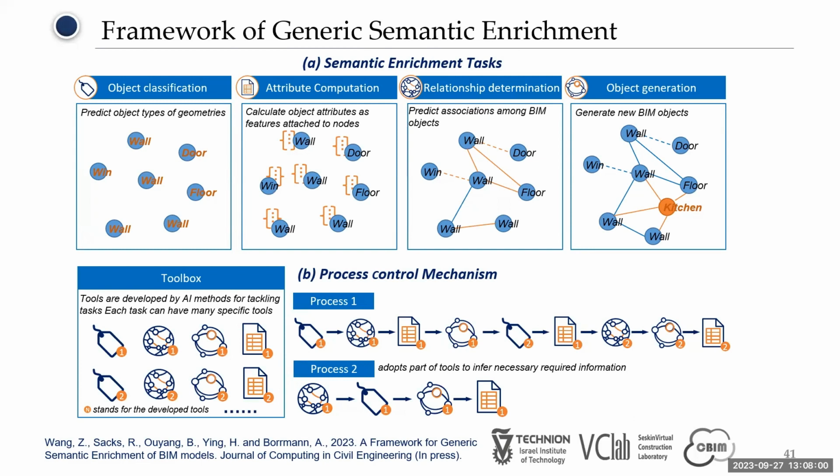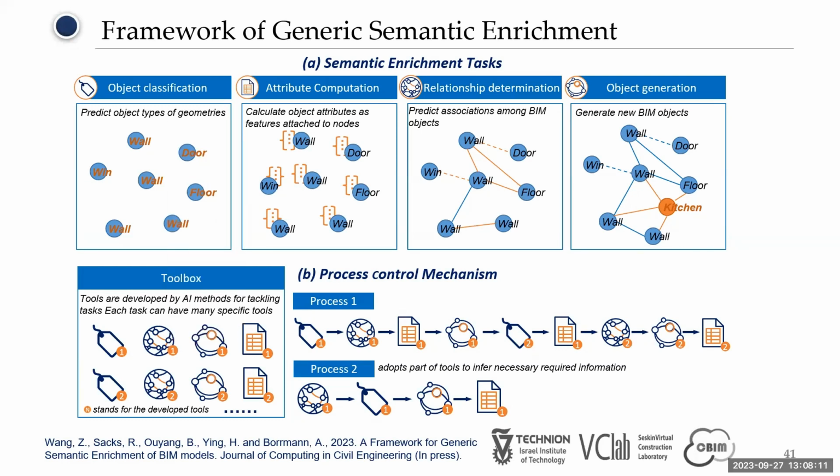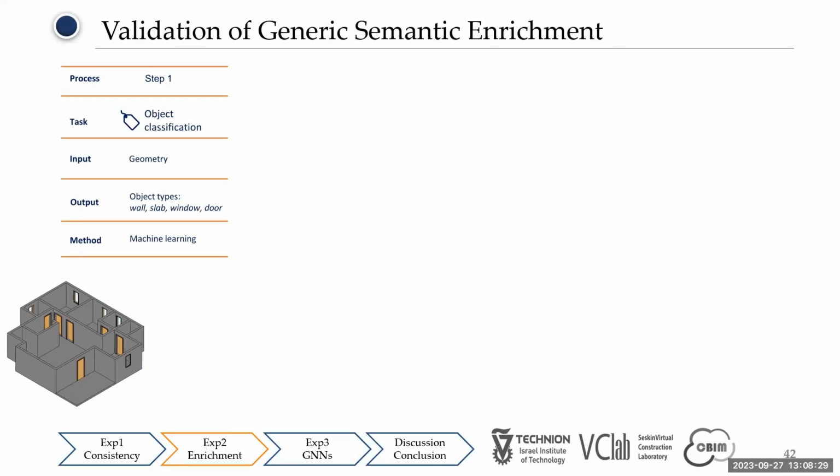It contains 4 fundamental semantic enrichment tasks under the context of graphs. They are object classification, attribute computation, relationship determination, and object generation. We also propose a process control mechanism which can execute the design tools in a sequence and organize the results into a graph-based CDE. We select the residential apartment to validate this concept.